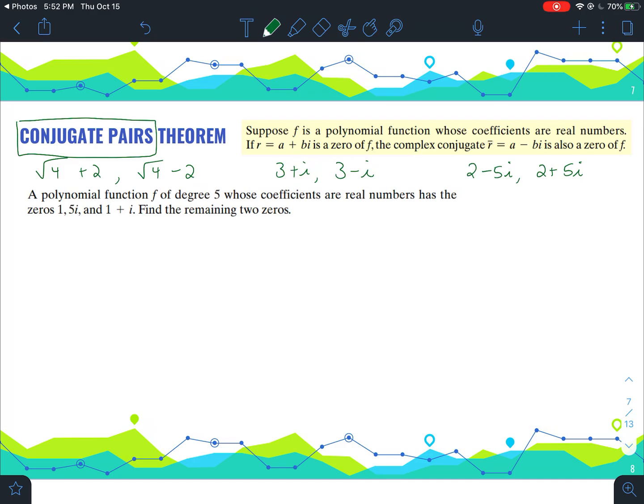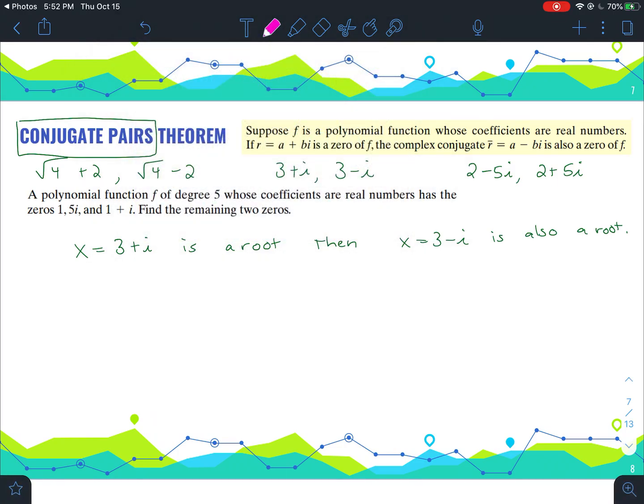What the conjugate pairs theorem says is if you know that x equals 3 plus i is a root of a solution, is a complex root, then its conjugate is also going to be a solution. Then x equals 3 minus i is also a root. They're both going to be solutions or roots to the equation.